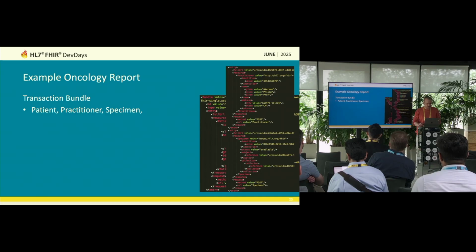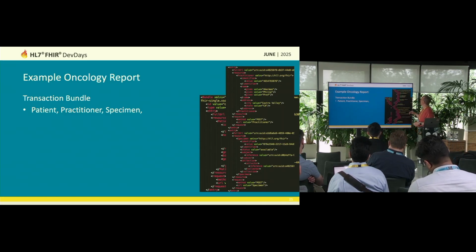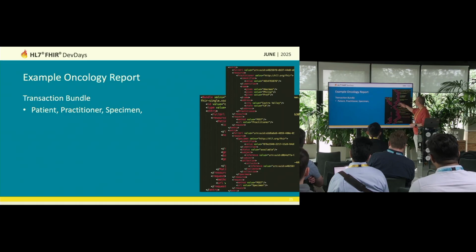Now I want to present you a short example of an oncology report. We started with it before: patient, practitioner, and specimen. It's just a big transaction bundle in this example. Be careful with transaction bundles. Transaction bundles can contain deletes or updates and mess up your data, so be sure to filter them before you apply them. So we have a huge bundle. We have the practitioner who did the analysis. Then we have the specimen, most of the time the tumor, or sometimes the blood sample from the patient.